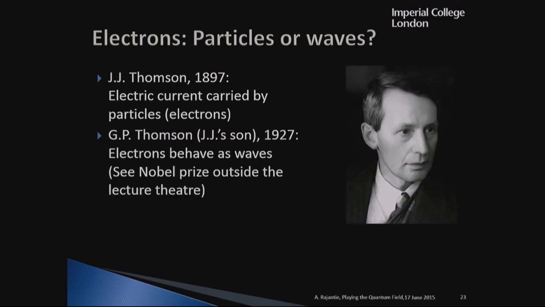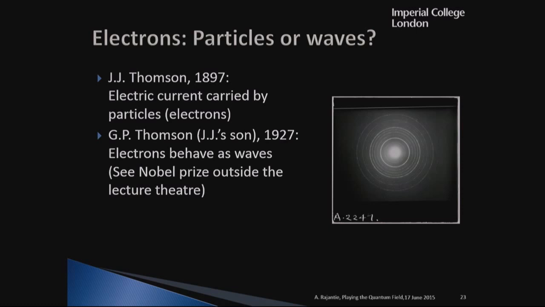But 30 years later, G.P. Thomson, J.J.'s son, did some experiments with electrons and showed that when you do certain types of experiments, basically send a beam of electrons through a crystal, you get patterns which you wouldn't get from particles, but which look exactly like what you would get if electrons were waves. And so he showed that electrons behave as waves. G.P. Thomson was professor of physics here at Imperial College.